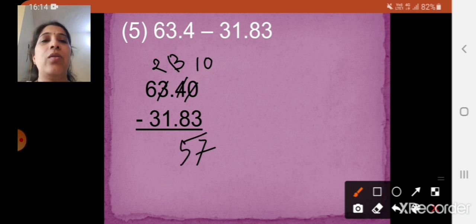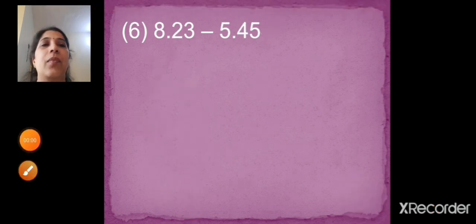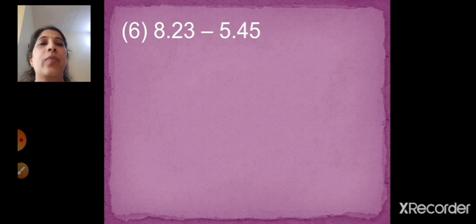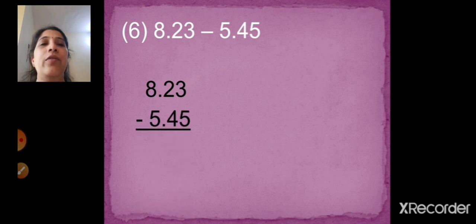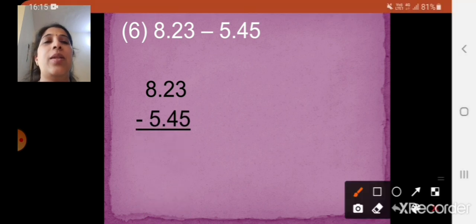5. Now see the decimal point and put it over here. Now 2 minus 1 is 1 and 6 minus 3 is 3. So your answer is 31.57. Now sixth one is 8.23 minus 5.45, right? So we'll arrange them. 8.23 minus 5.45. Now let's carry out the subtraction.